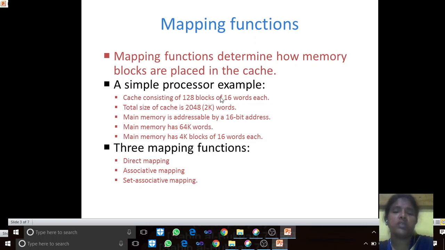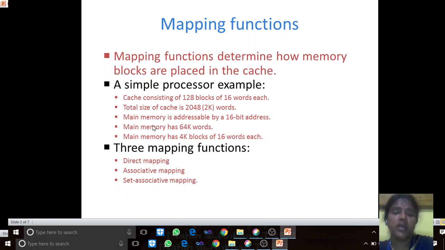A simple processor example is, let us take a cache consisting of 128 blocks, of 16 words each. The total size of the cache is 128 into 16, that is 2048, 2k words, because 1k is 2 power 10, 1024, multiplied by 2, you will get 2048. Main memory is addressable by a 16-bit address. Main memory has 64k words. Main memory has 4k blocks of 16 words each.